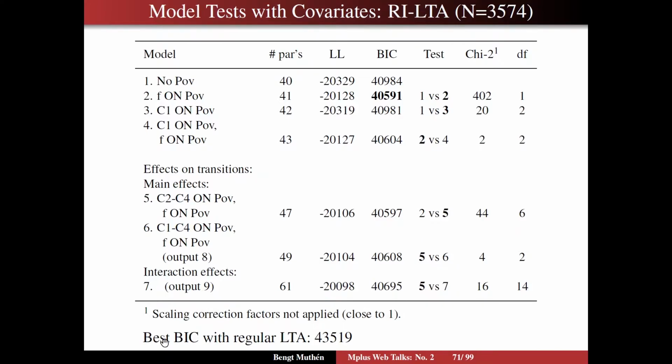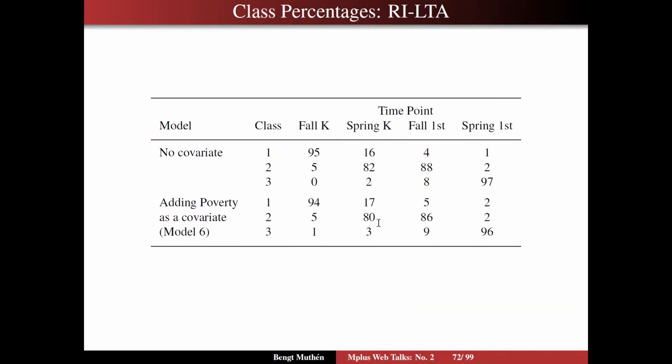And it's interesting that the best BIC with the regular LTA is so much worse, 43,500 instead of the 40,000 that we're at with the RI-LTA. We can also check the class percentages, with no covariate and adding the poverty covariate. And for the 3 classes and the 4 time points, we find that the results are very similar.